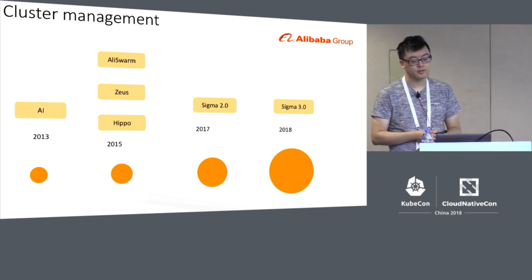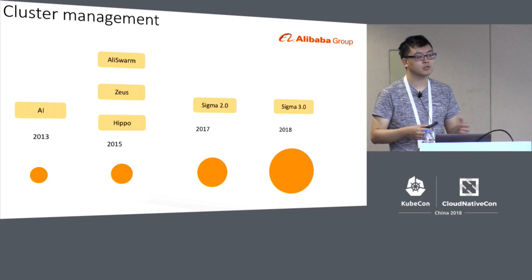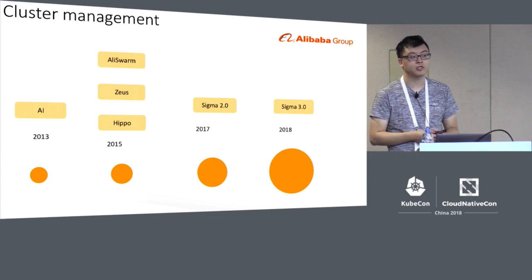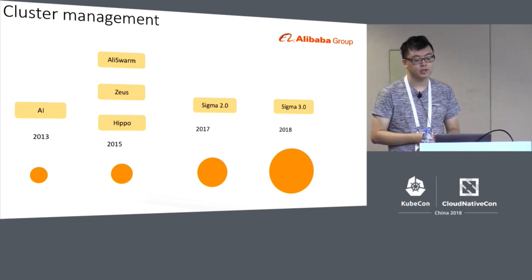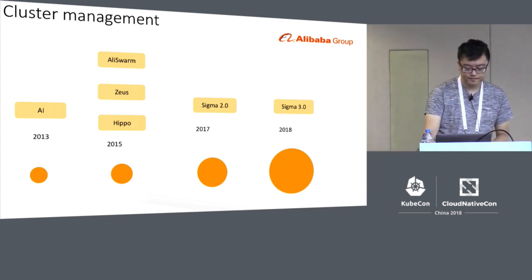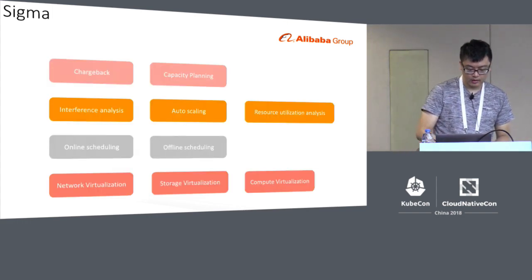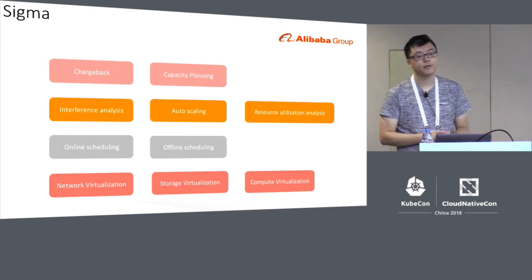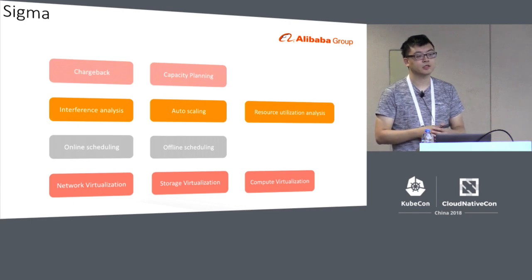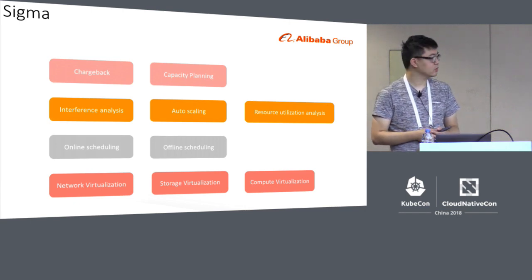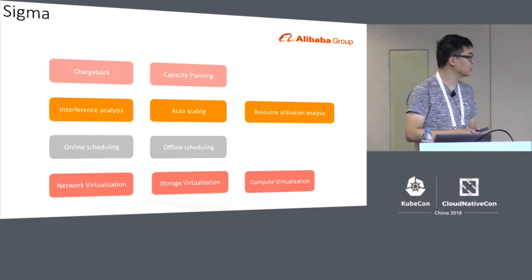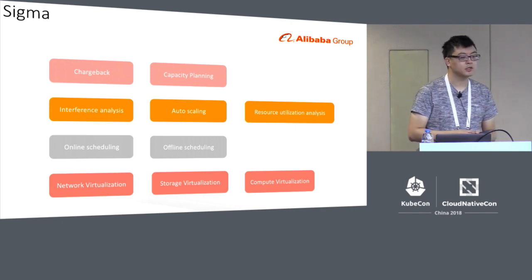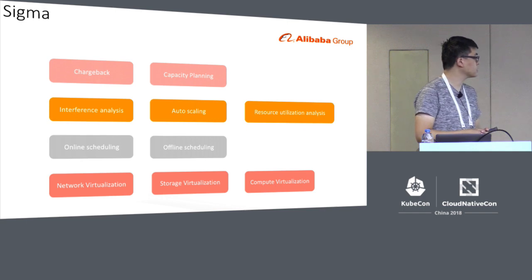Well, in early 2018, we started the work on Sigma 3.0, which will use Kubernetes as a core component. I will introduce that later. While Sigma itself is actually beyond the range of Kubernetes. Actually, it's a more comprehensive cluster management. For its work, it can be simplified into the following levels.